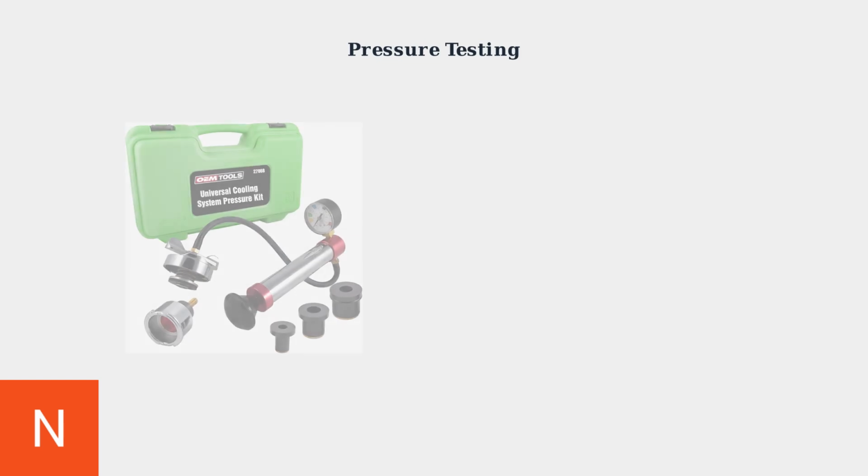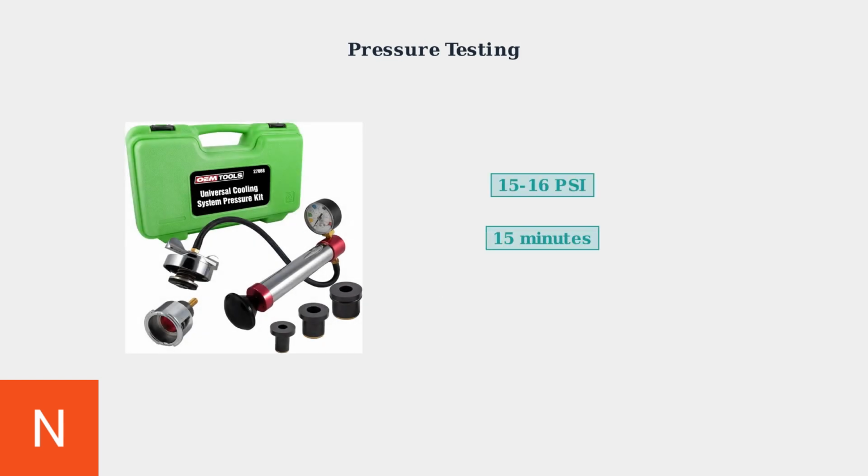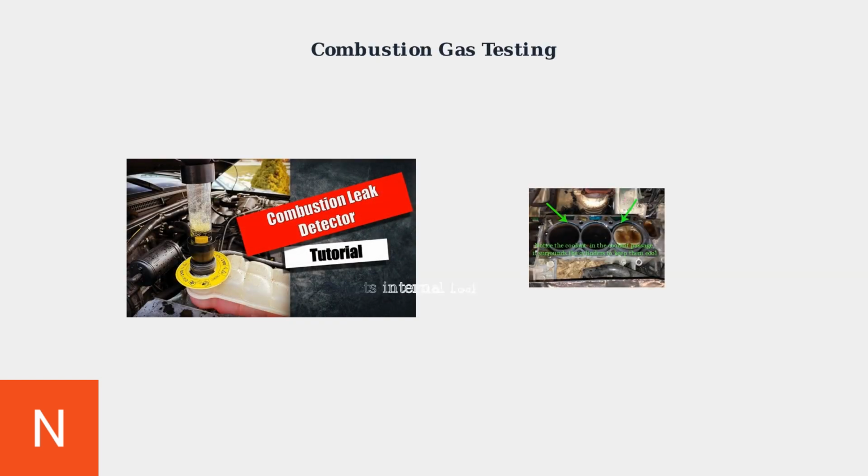Pressure testing reveals leaks invisible to the naked eye. The system should hold 15 to 16 psi for 15 minutes. Any pressure drop indicates a leak that needs attention. Combustion gas testing detects exhaust gases in the coolant, indicating internal leaks like a blown head gasket. This test uses a special fluid that changes color when combustion gases are present.